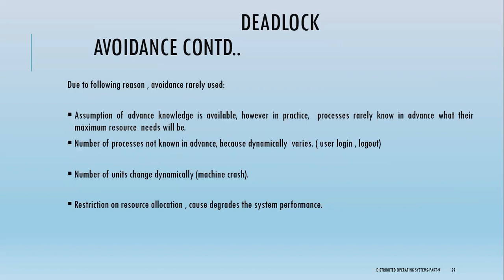Due to the following reasons, avoidance is rarely used. The assumption of advanced knowledge being available: however, in practice, processes rarely know in advance what their maximum resource needs will be. The number of processes is not known in advance because it varies dynamically. The number of units changes dynamically. A restriction on resource allocation degrades the system performance.